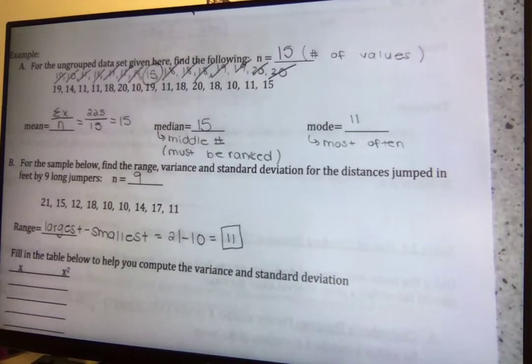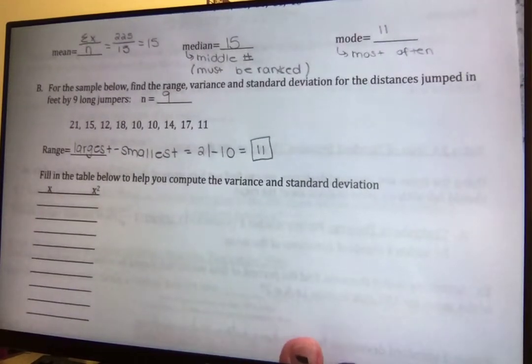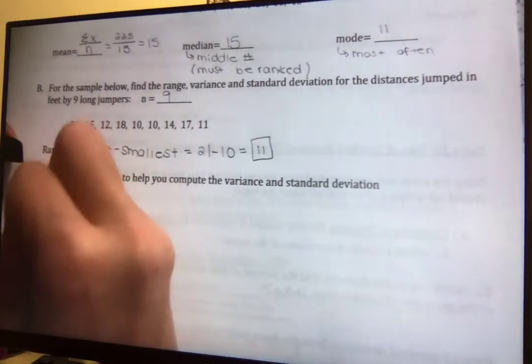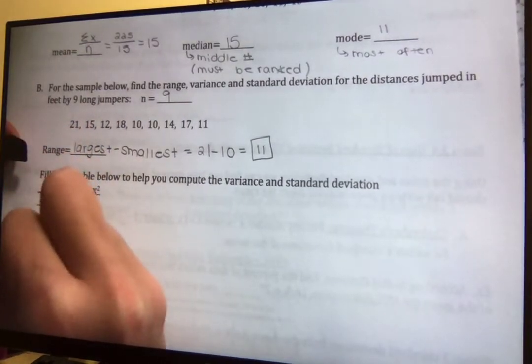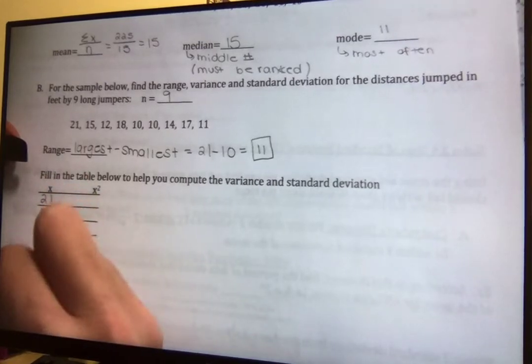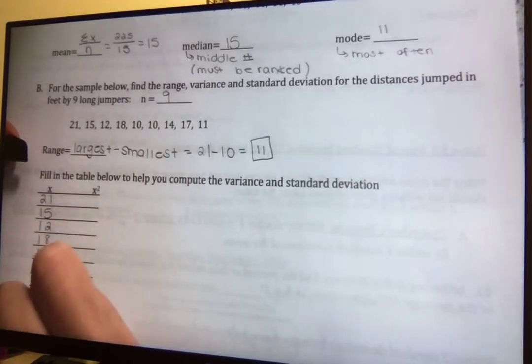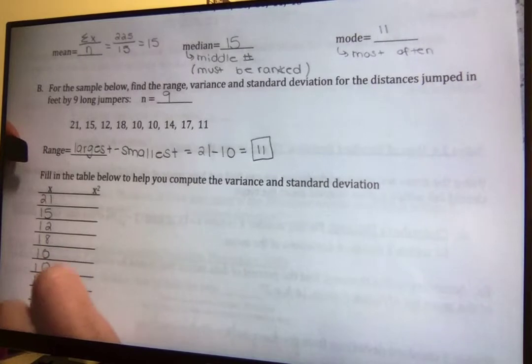So now we're going to try to find the variance and the standard deviation. We're going to use this table below to help us do that. We're going to do it the long way, and then I'll show you a better way. All right, so writing all of our data points out, our x values: 21, 15, 12, 18, 10, 10, 14, 17, and 11.